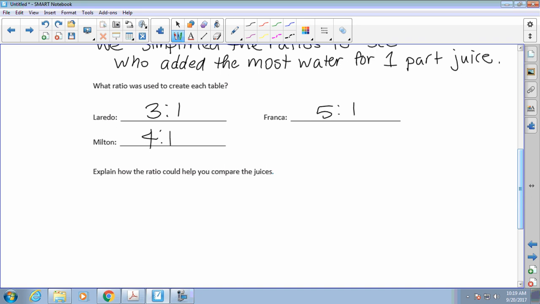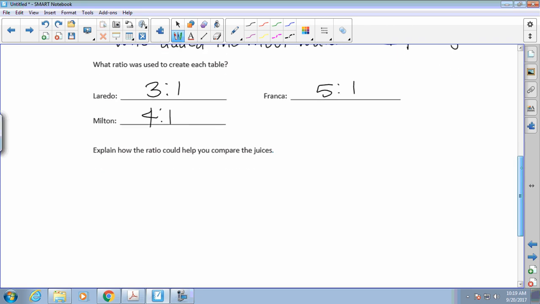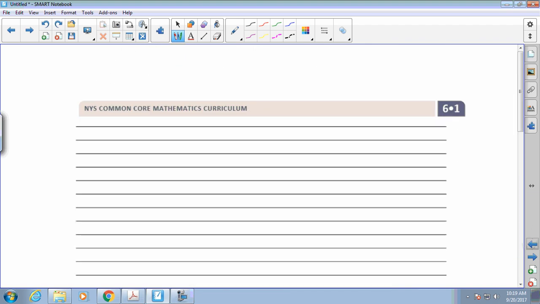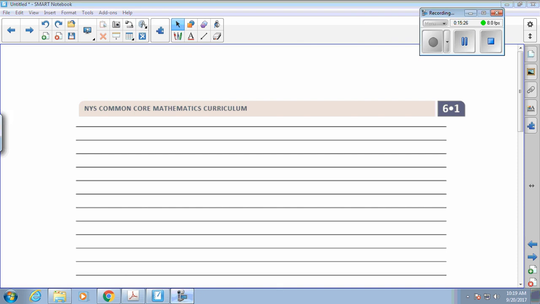All right, so explain how the ratio could help you compare the juices. It's kind of the same answer that we used above. We are finding if we have 1 part juice, how much water was used to make their lemonade mixture. We're not going to spend any more time on that because we need to go over your homework from yesterday. I may actually pause the video and come back to you next period. Thank you guys.